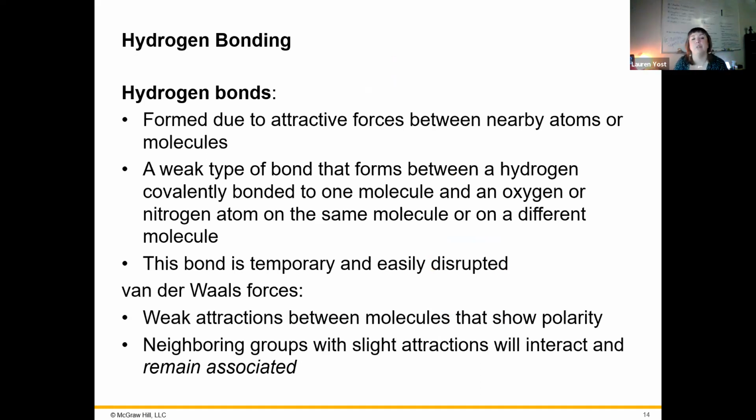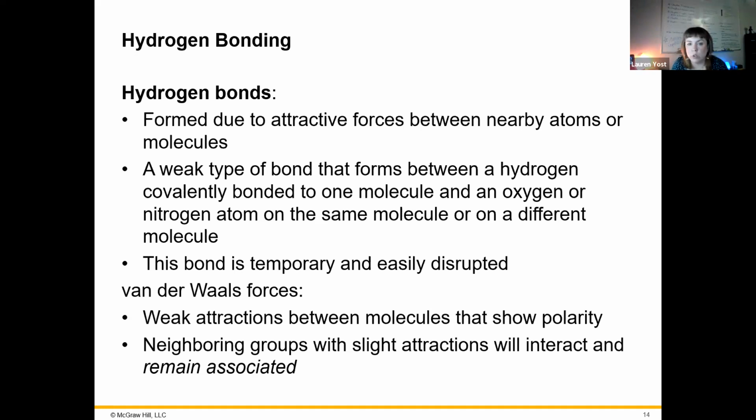Hydrogen bonds are formed due to attractive forces between nearby atoms or molecules. So essentially you have polarity going on where we've given our hydrogens their slight positive charge, and there's a polarity going on where our oxygens have a negative charge, or nitrogens have charge as well that can be attracted to hydrogens.